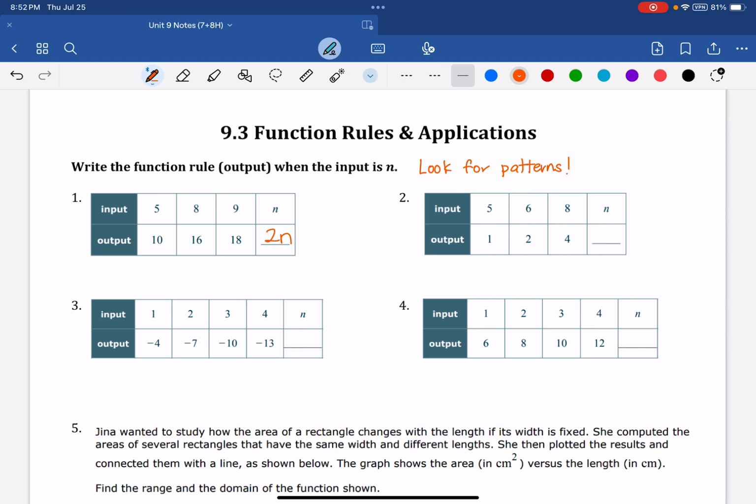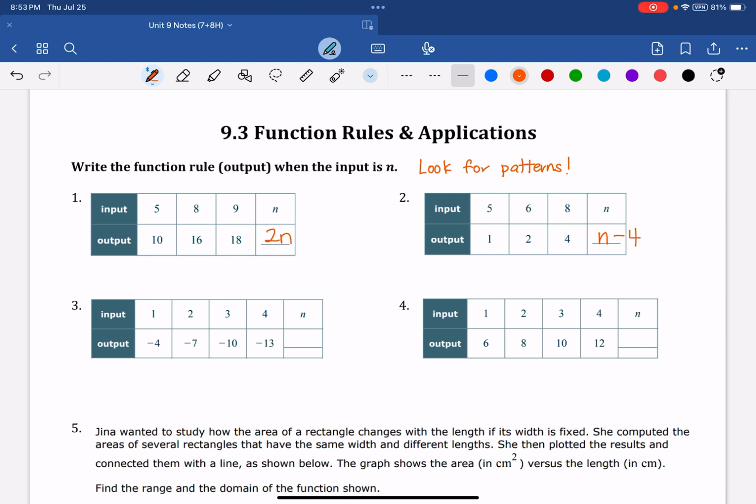All right, this time my input, let's see, we put in 5, out comes 1. Put in 6, out comes 2. Put in 8, out comes 4. How about n minus 4? Does that work? It sure does.